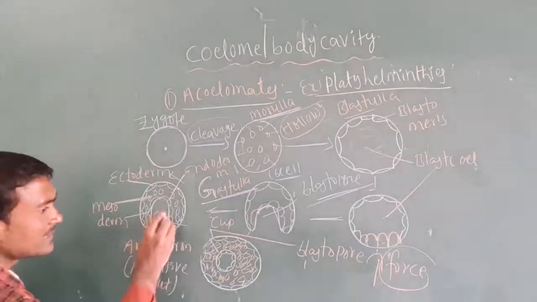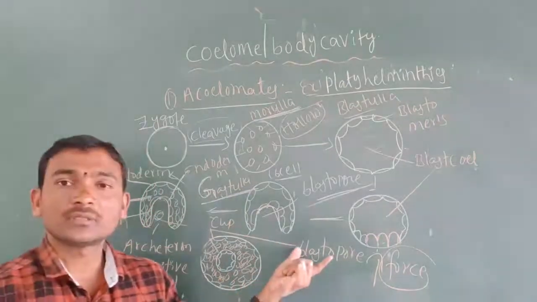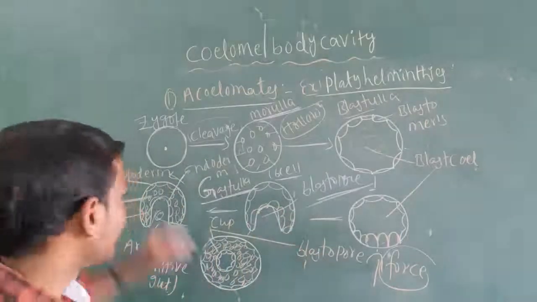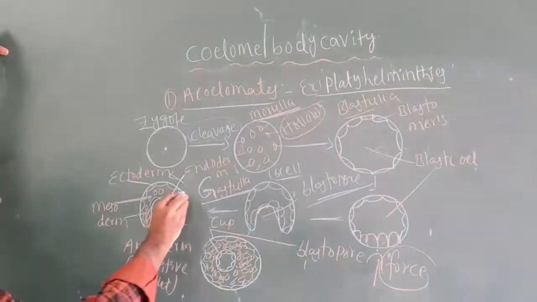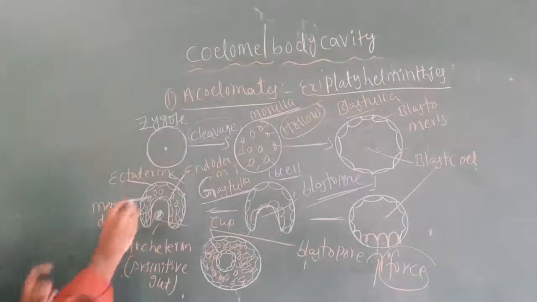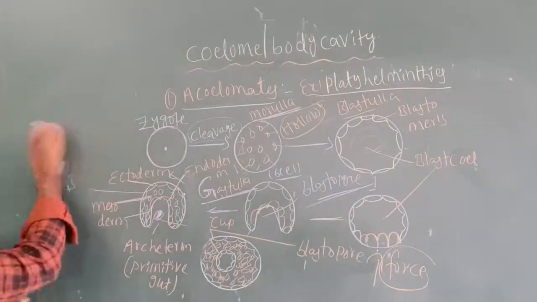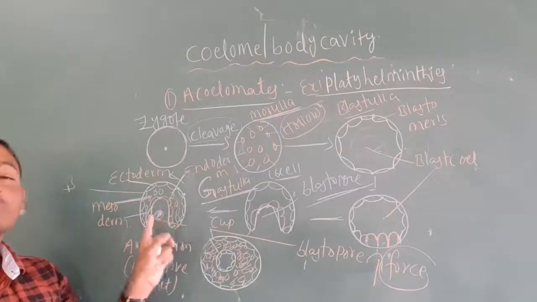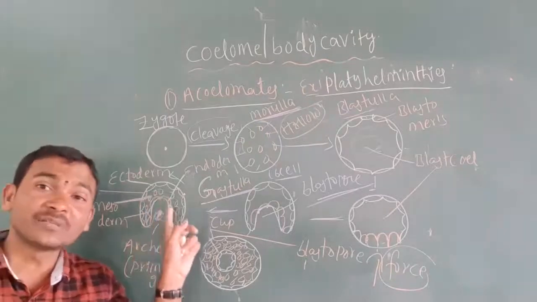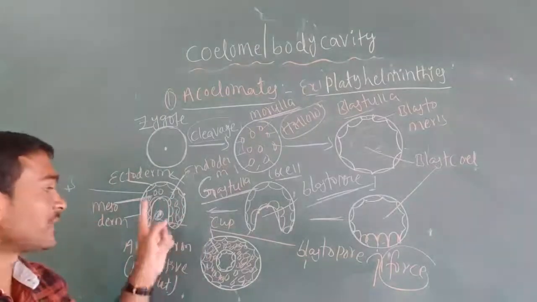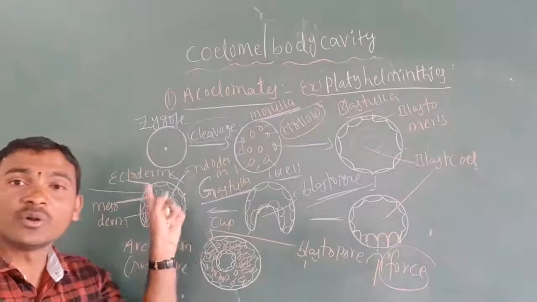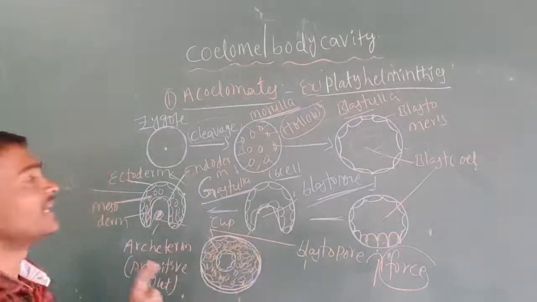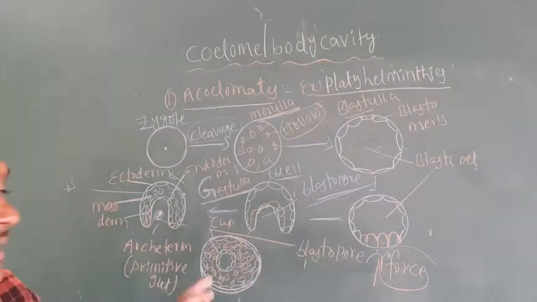Here, this space is called the blastopore. From the blastopore only the alimentary canal forms. This is the alimentary canal, and this is the body wall. The outer ectoderm is nothing but the body wall, and inside is the alimentary canal. Between them there is no space, because the space is filled with the mesoderm. That's why it is called acoelomates.